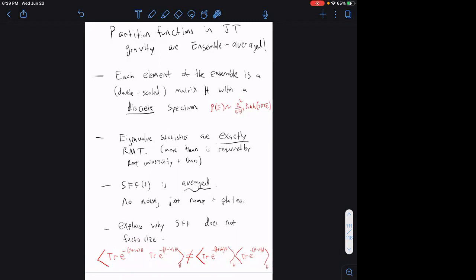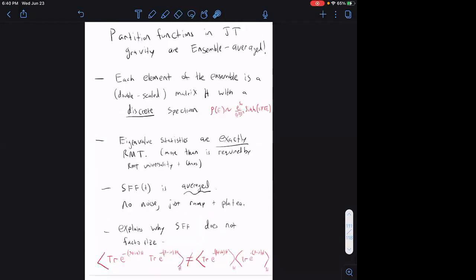This thing in JT gravity is actually computing an ensemble average of ordinary partition function spectral form factors. So the answer for this should be this ramp and plateau without any noise. And notice that this is not equal to the square of the individual partition functions. This one would be computed by a path integral with one boundary. This would be computed by a path integral with another boundary.